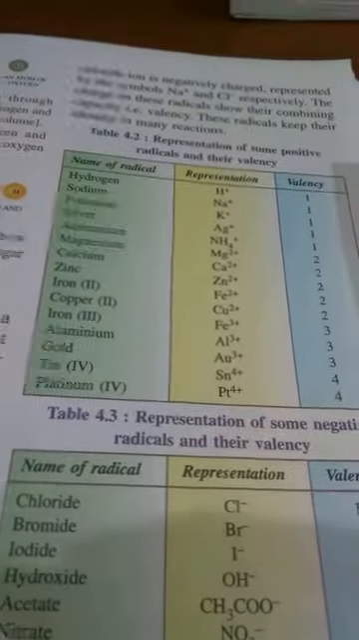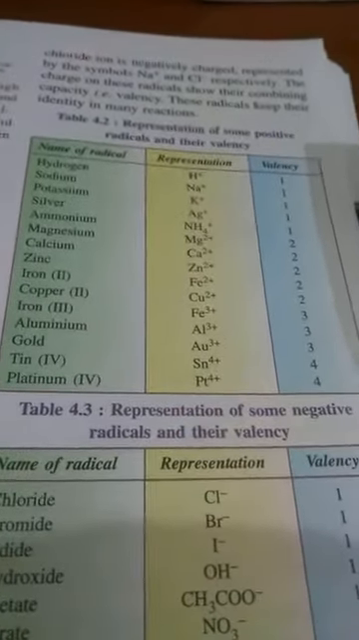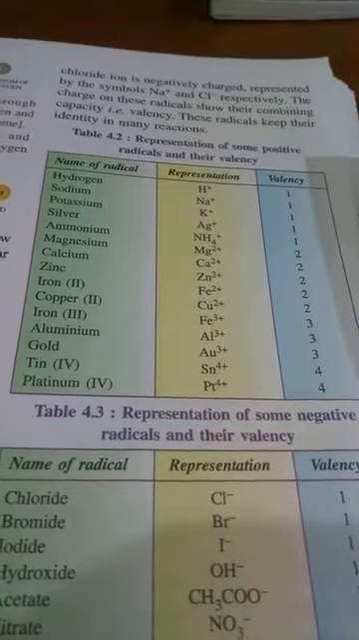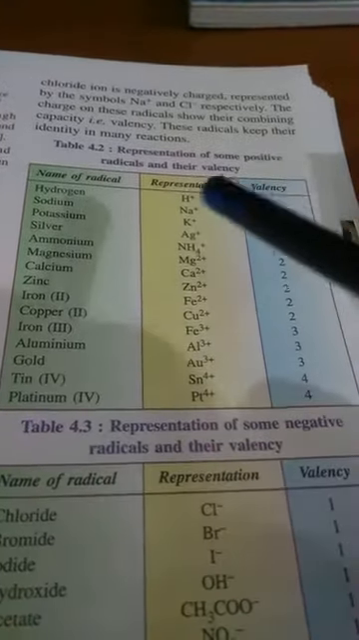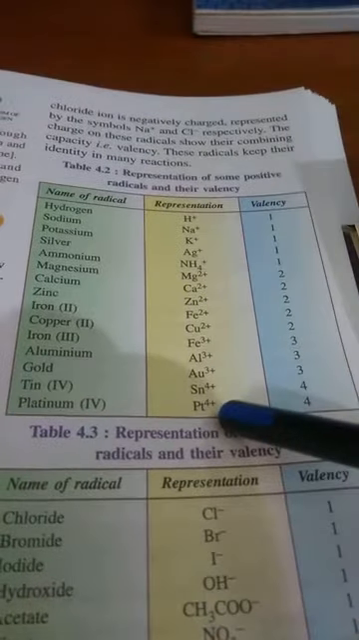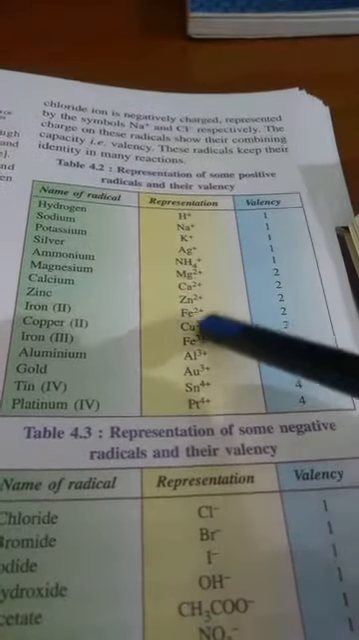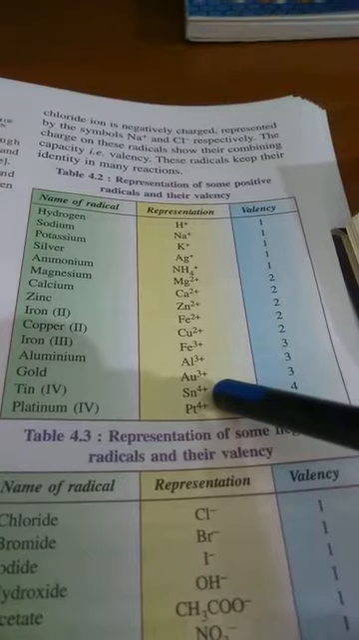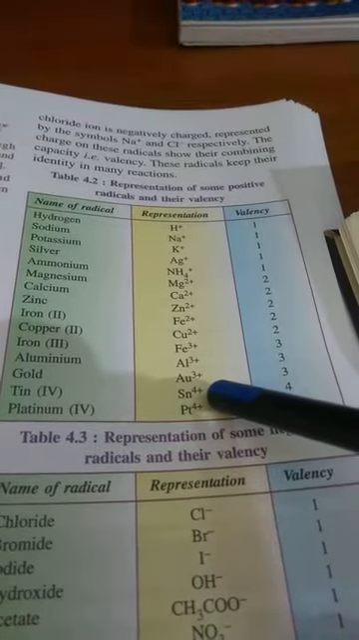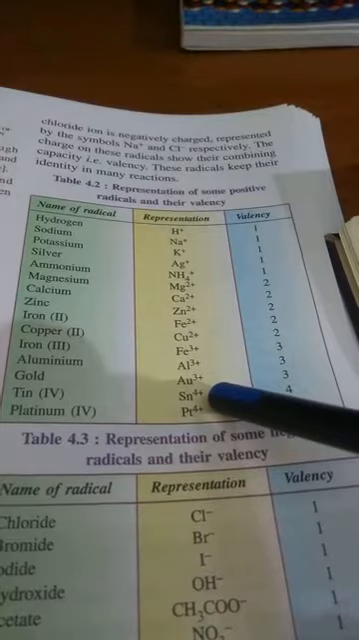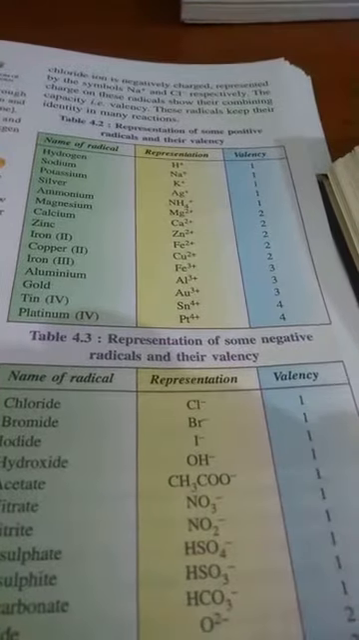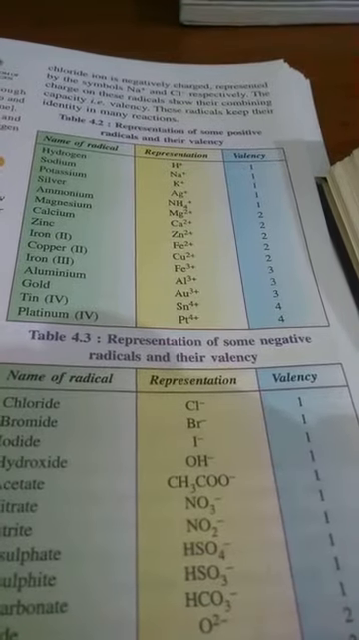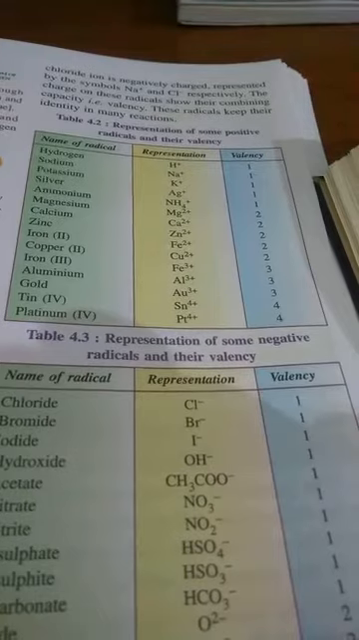Radicals are of two types: basic radicals and acidic radicals. Basic radicals are the radicals which have a positive charge on them. Remember, basic radicals have a positive charge. These are also called cations. Remember, positive ions are called cations. Negative charge radicals are called acidic radicals, or anions.